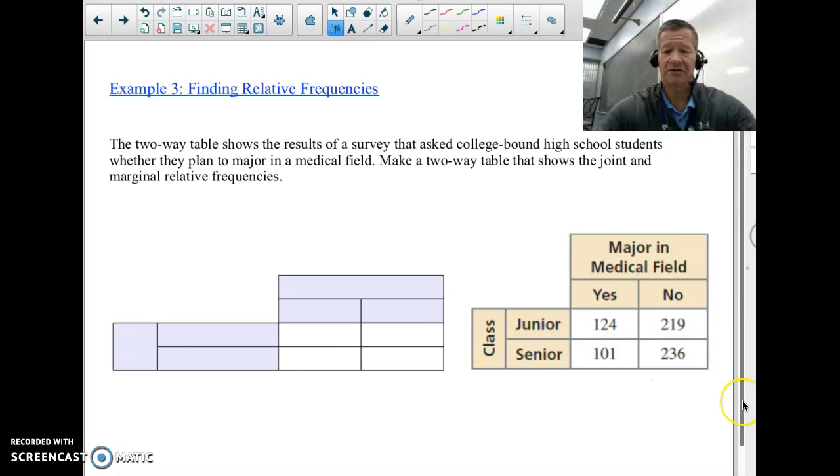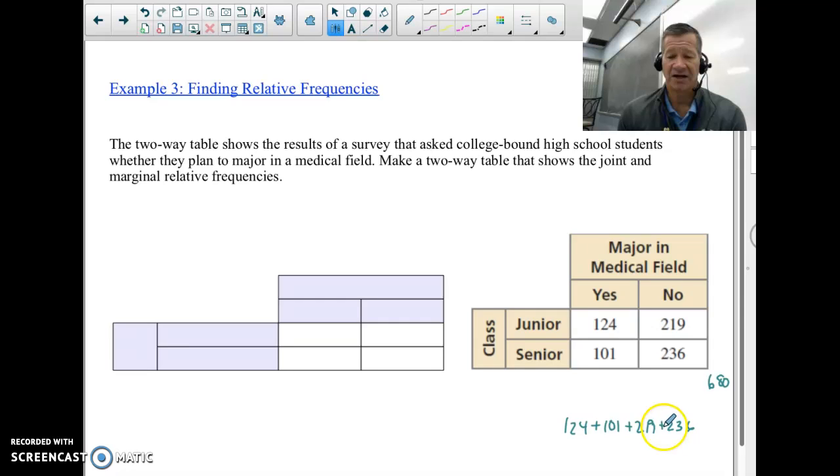Now, if you look at these values here, those are all the joint frequencies. If we were to add all of those joint frequencies together, we would get a total of, let's see here, we're going to have to add them all up. I added them earlier, 680. So there are 680 total students, and I get that by simply adding 124 plus 101 plus 219 plus 236. So again, adding those all up, I'm going to get 680.